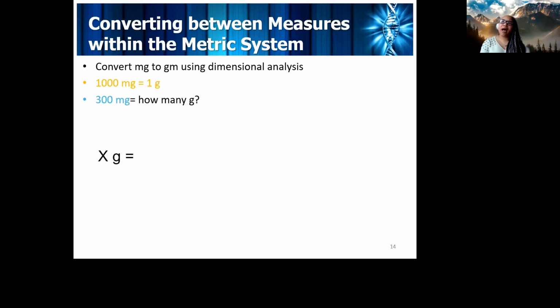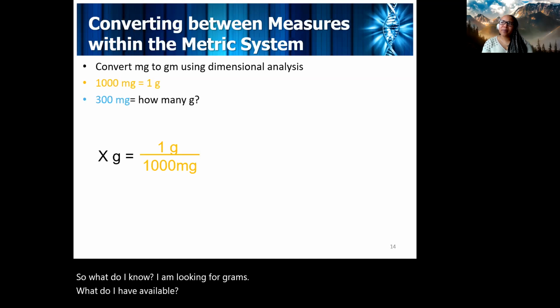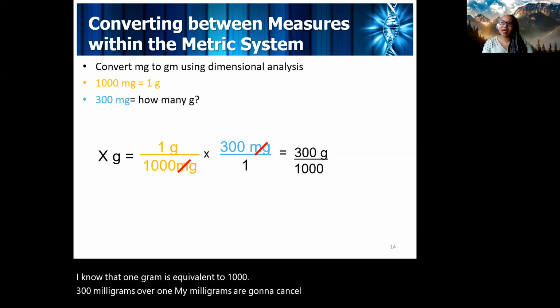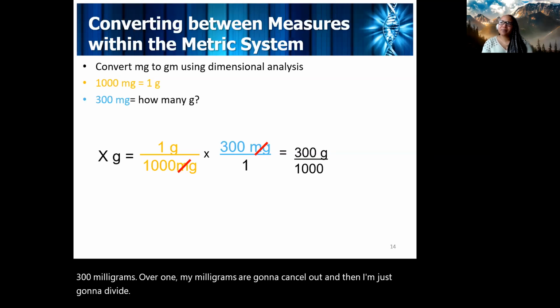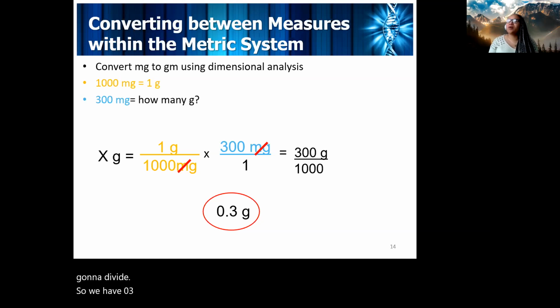So what do I know? I am looking for milligrams. What do I have available? I know that 1 milligram is equivalent to 1,000 micrograms. So 300 micrograms over 1. My micrograms are going to cancel out, and then I'm just going to divide. So we have 0.3 milligrams. Is it okay for me to just write .3 milligrams? Type your answer in the chat.